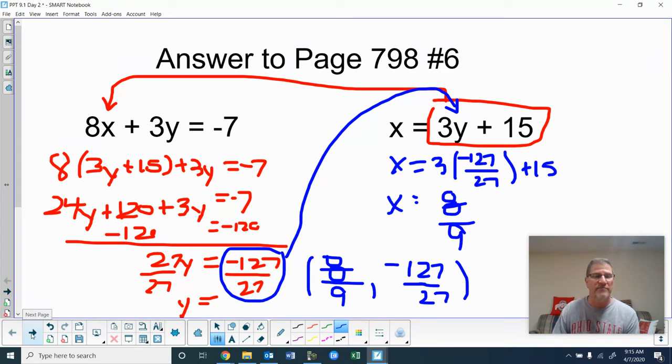All right, so again, that's substitution. Get one of the variables alone. In this case, x was already alone. Substitute for that variable in the other equation, and then solve for whatever you have, x or y, and then plug back in to find the remaining one.